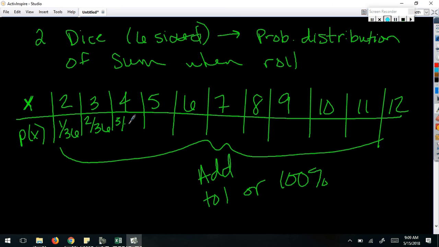How about 5? How many different? 4. And then 6 is 5, and then 7 is 6, 8 is 7. And then it goes 5, 4, 3, 2, 1. Why does it just start to go down after 7?